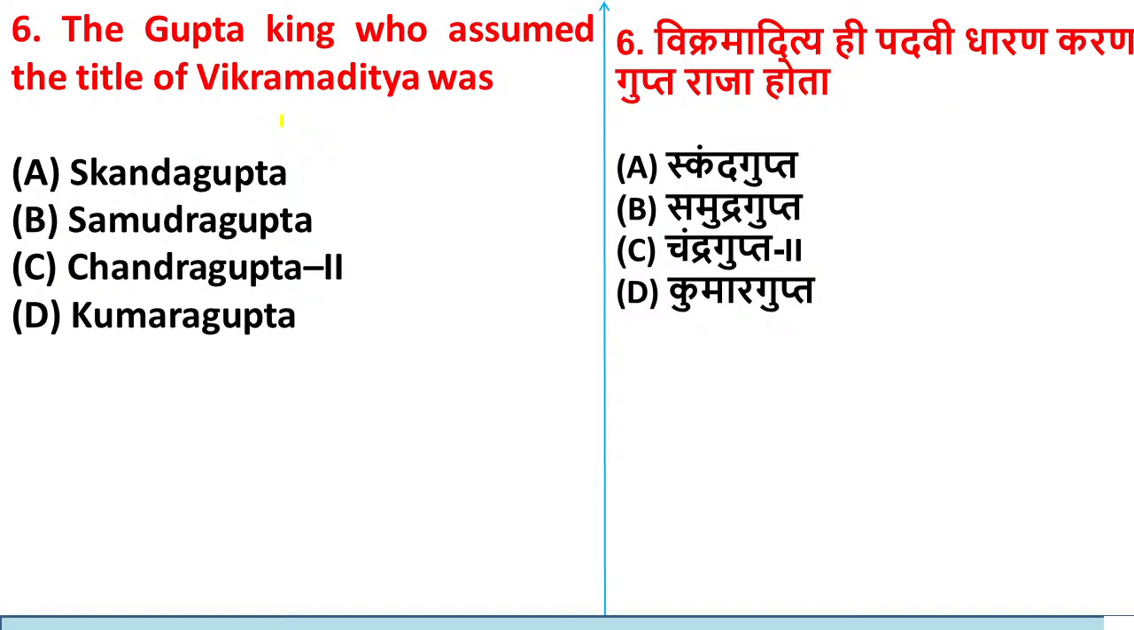Question number 6. The Gupta king who assumed the title of Vikramaditya was? Who was the Gupta king having the title of Vikramaditya? Option A, Skanda Gupta. Option B, Samudra Gupta. Option C, Chandra Gupta II. Option D, Kumara Gupta. The Gupta king who assumed the title of Vikramaditya.